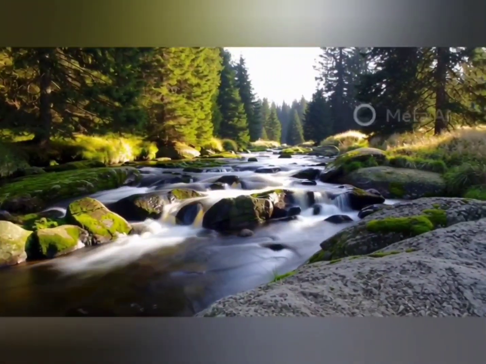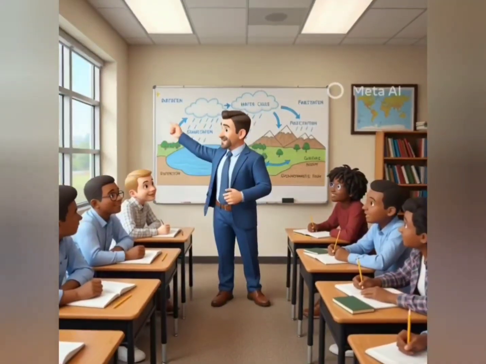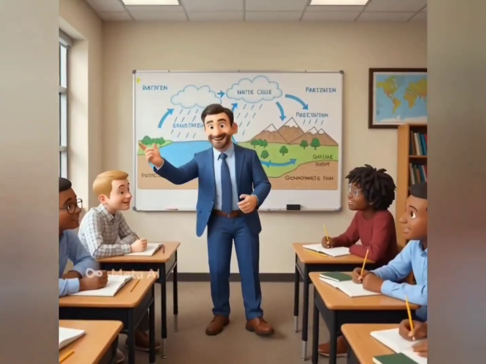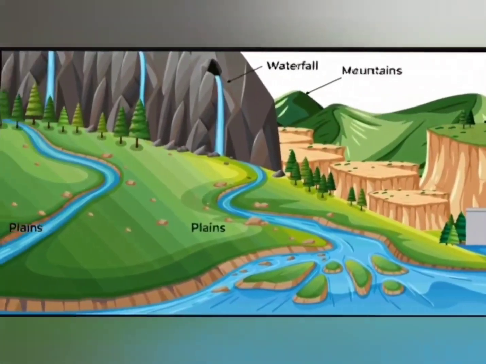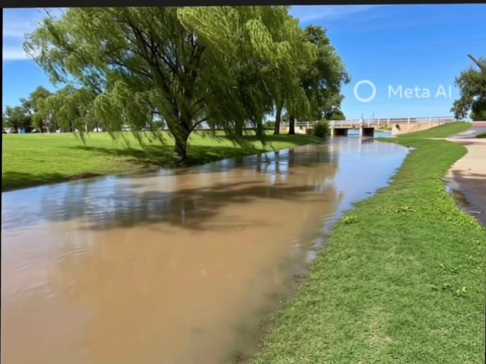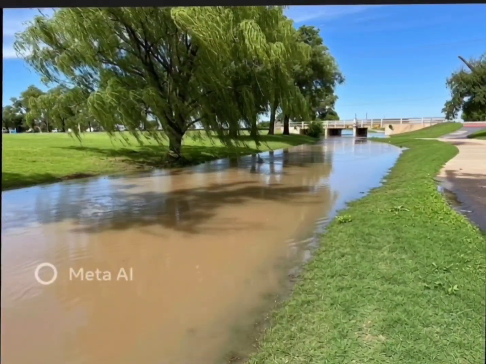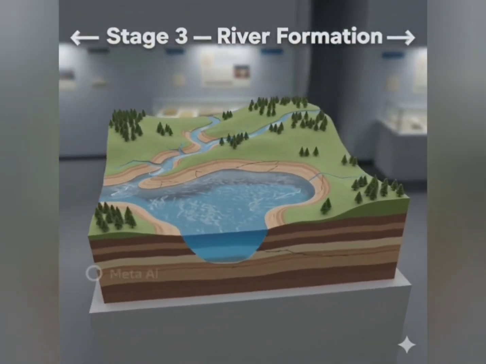Factors that affect running water. 1. Amount of rainfall. More rainfall equals more runoff. Heavy rain causes faster flow. Light rain soaks into the ground. 2. Slope of land. Steep slopes equal faster water flow. Flat land equals slower water movement. Mountains speed up river flow.